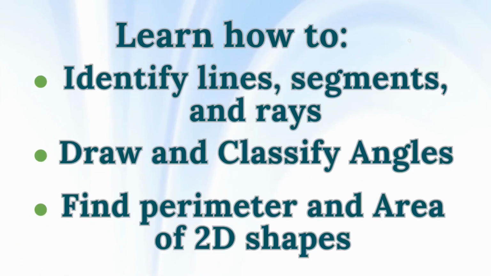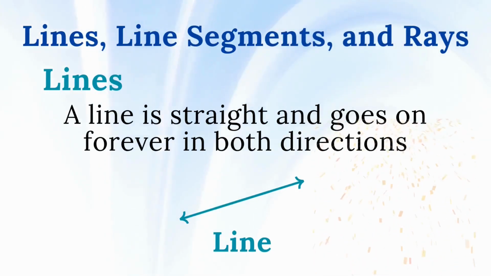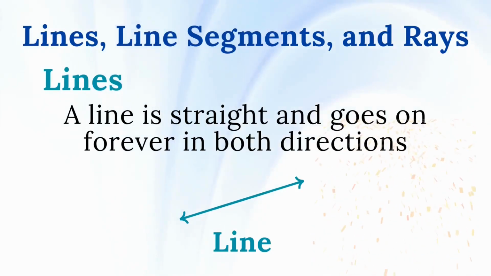In this episode, we'll learn how to identify lines, line segments, and rays, and how to classify different types of angles. Then, we'll calculate the perimeter and area of common two-dimensional shapes, including rectangles, squares, and triangles. So, let's start with lines, line segments, and rays.